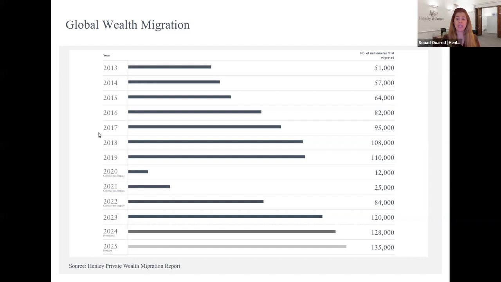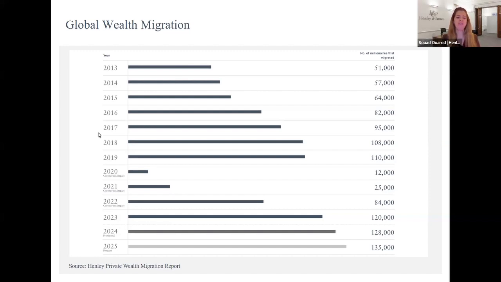And what you see actually is the number of millionaires that have moved from one country to another and that have settled more than 6 months in the country. And here, as you see, the trend is very, very clear. Since 2013, the numbers keep increasing and increasing. Obviously, in 2020 something happened there, right?